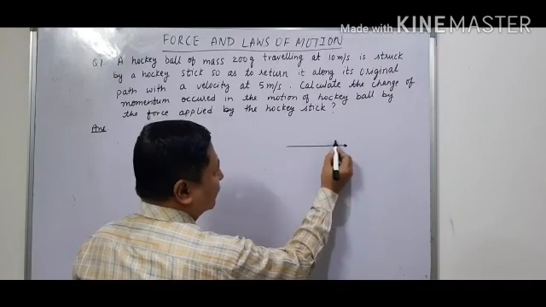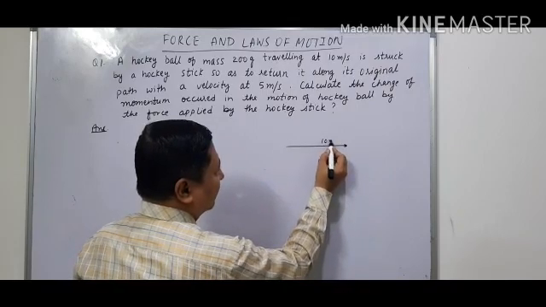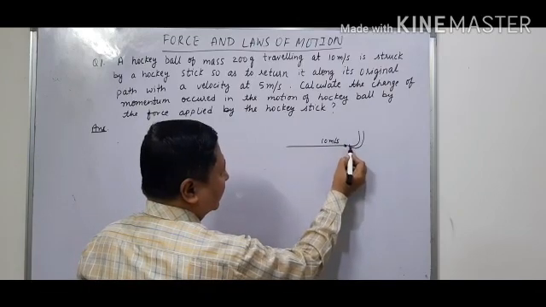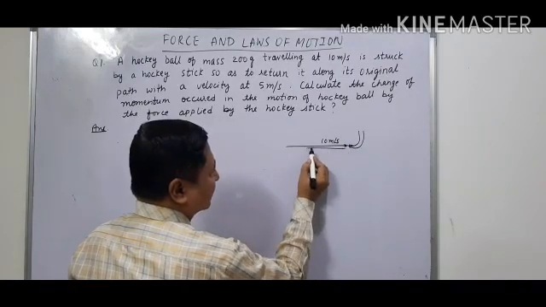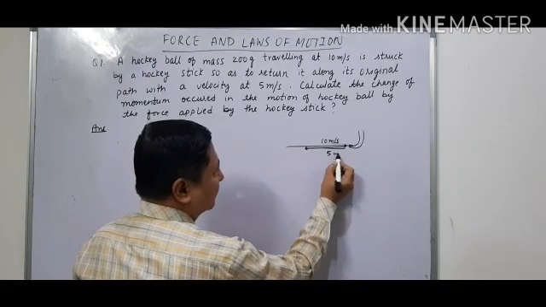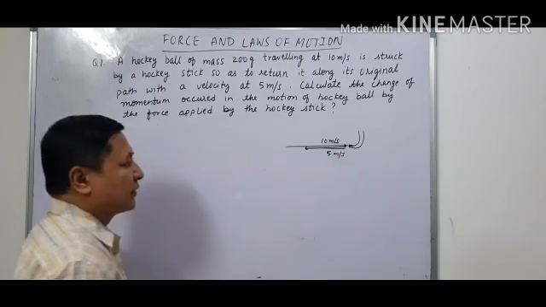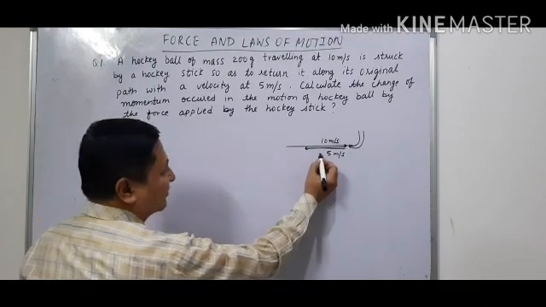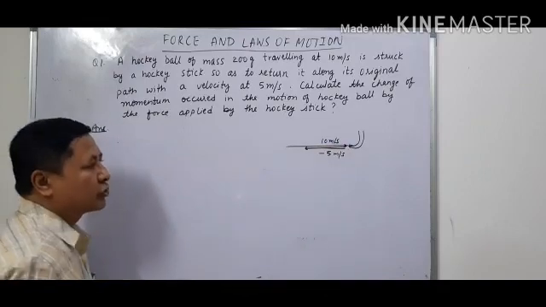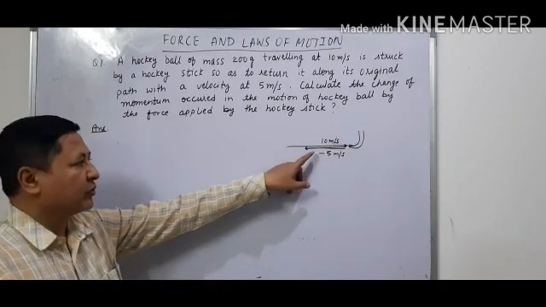Just before striking, it is having a speed of 10 meter per second, and this is a hockey stick. It strikes the hockey stick and returns back along its original path at a speed of 5 meter per second. But the final velocity will be taken as -5 because it is in the direction opposite to the motion of the ball which was moving earlier.